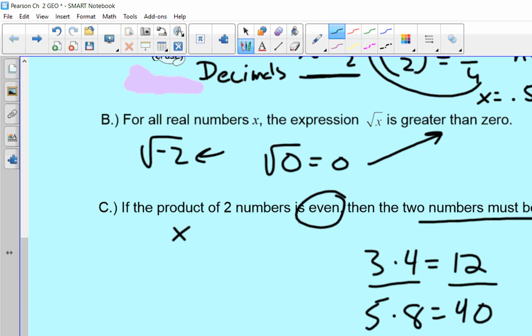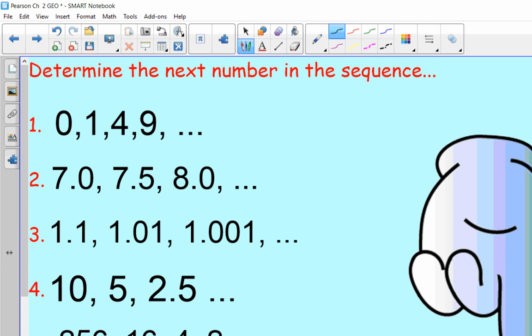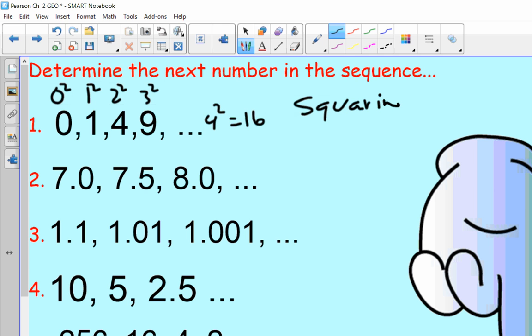Everybody good? All right. So I believe that was a little way to look at patterns. So we have just this really quick one. If I'm looking at this, I'm going to be squaring numbers. So 0 squared is 0, 1 squared is 1, 2 squared is 4, 3 squared is 9. So the next one would be 4 squared is 16. So I'm squaring consecutive numbers.